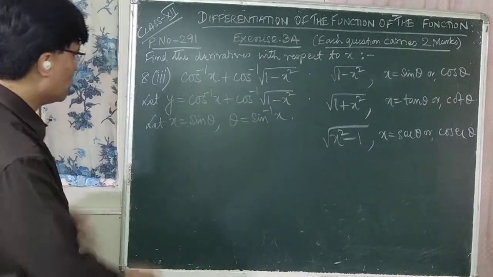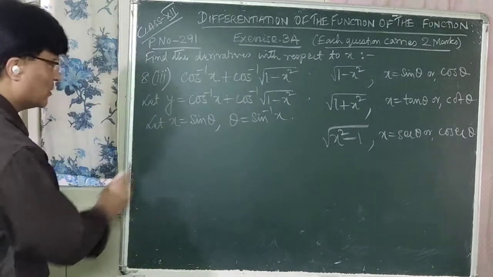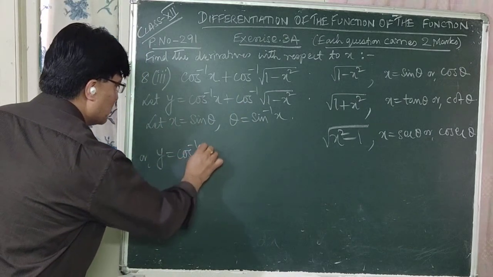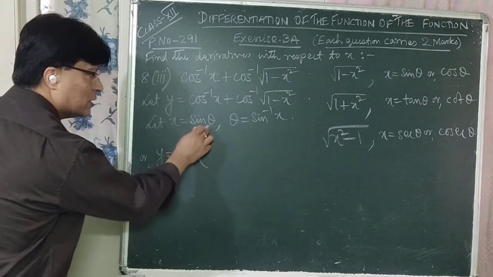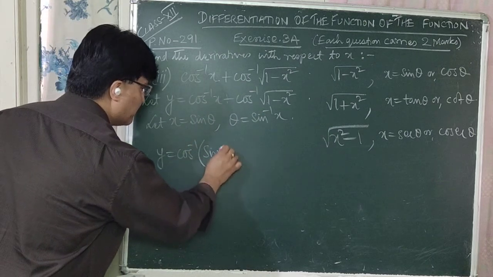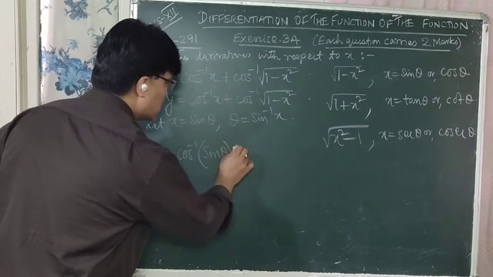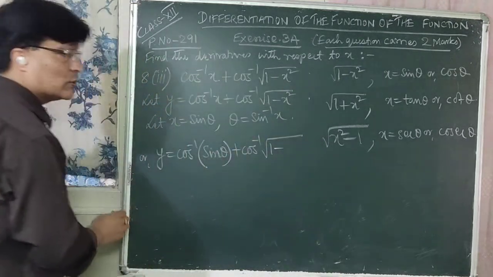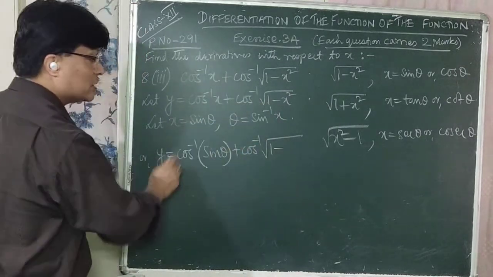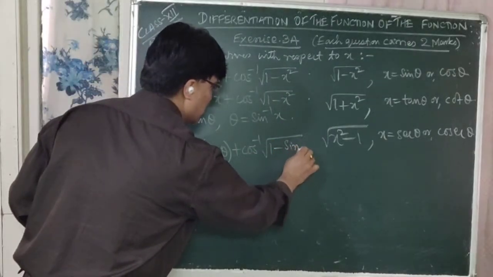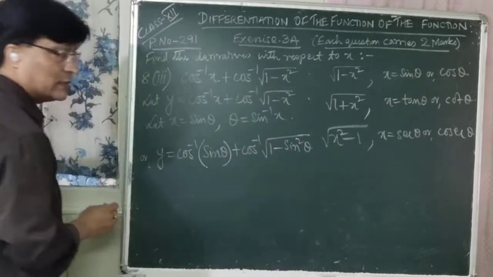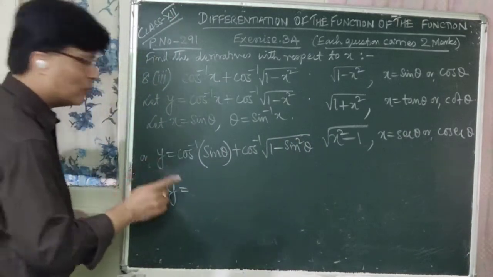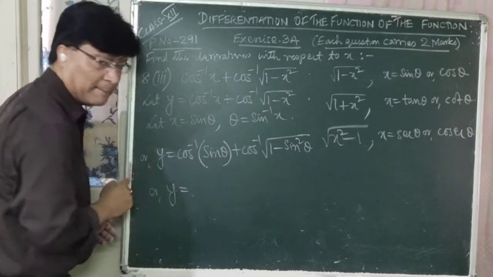Okay. So let us put x is equal to sine theta here. Or y is equal to, now this is cos inverse within bracket. What is the value for x out here? It is sine theta, right? Plus cos inverse root over 1 minus, what is x square now? It is sine square theta, okay? Or y is equal to, now this is cos inverse sine theta.